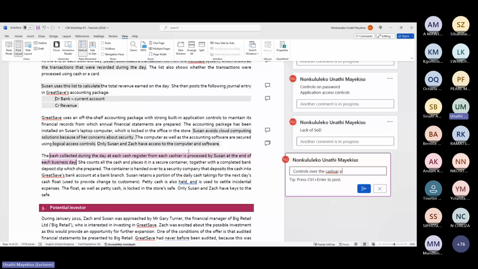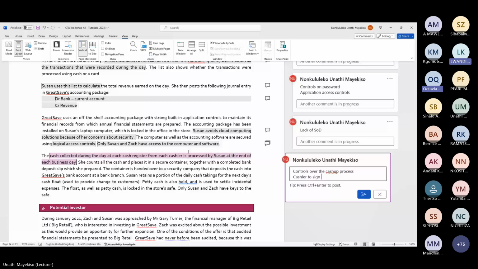So what would we want to see? Ideally, you would want the cashier to sign for the amount, right? I mean, if I'm going to take money, I must sign and say I took 100 Rand. And when I bring it back, I must sign and say I brought back 100 Rand, right? Yes. And sign.